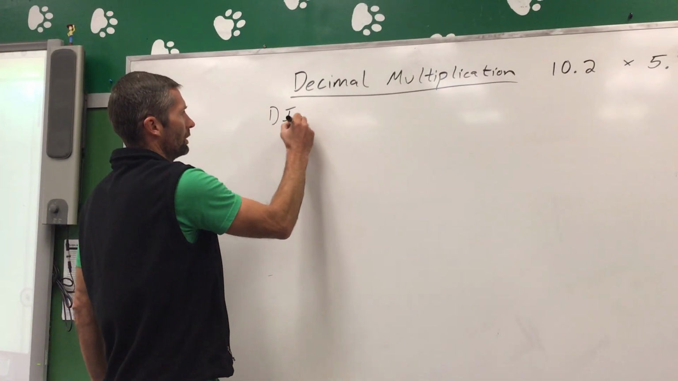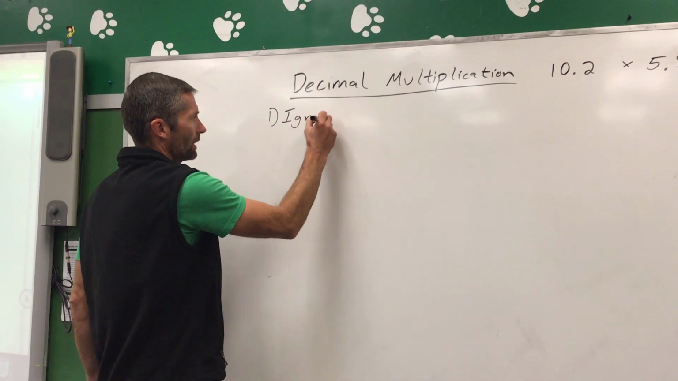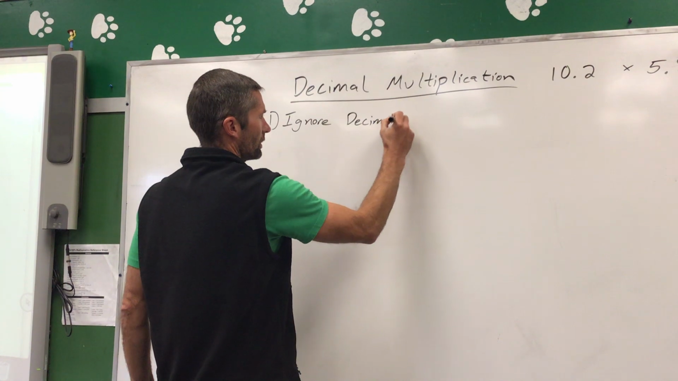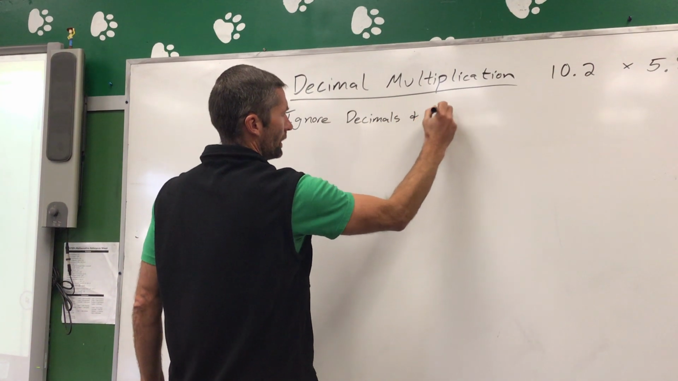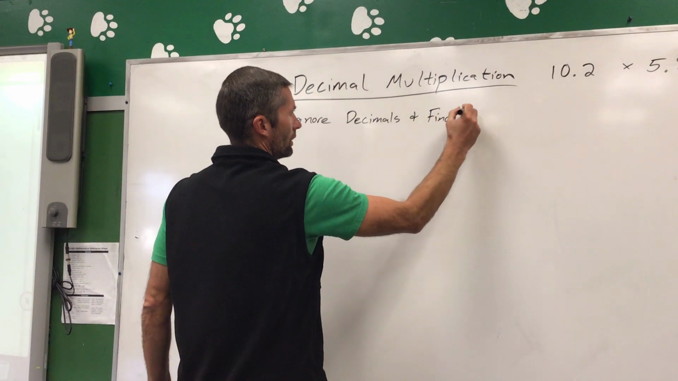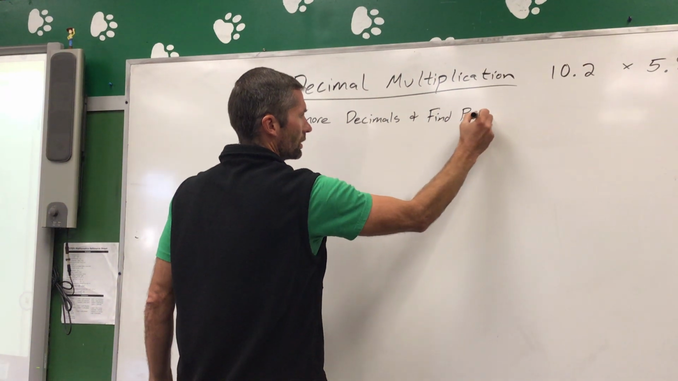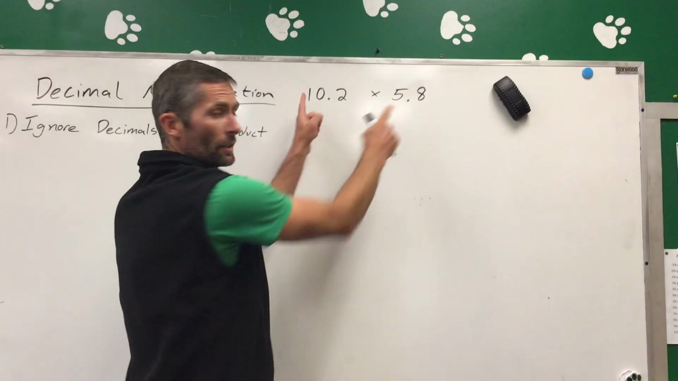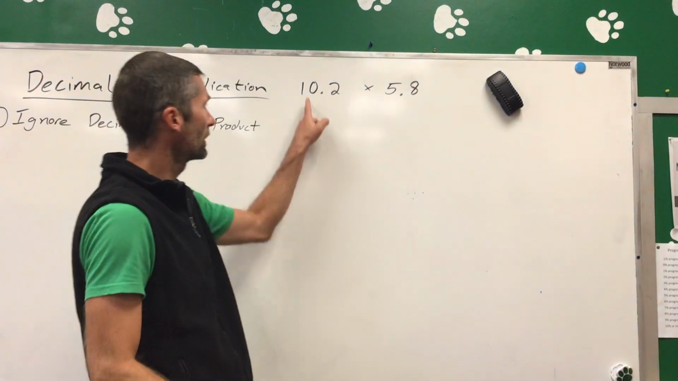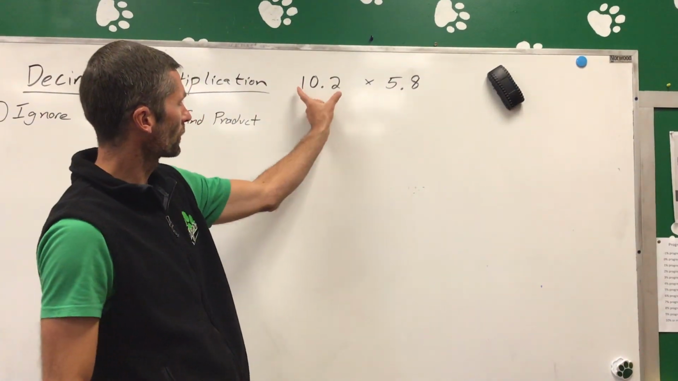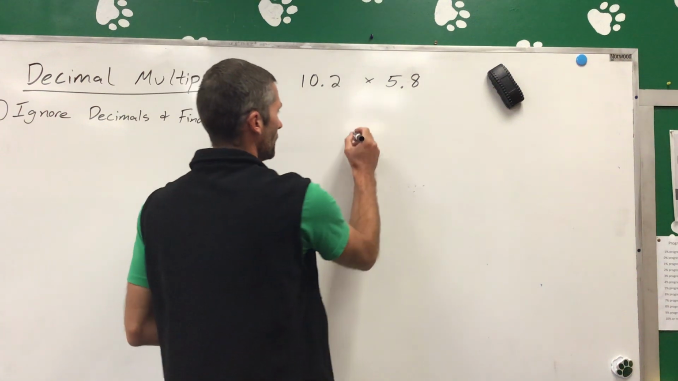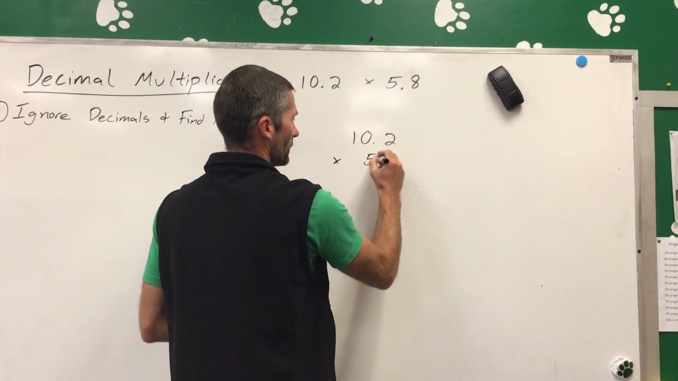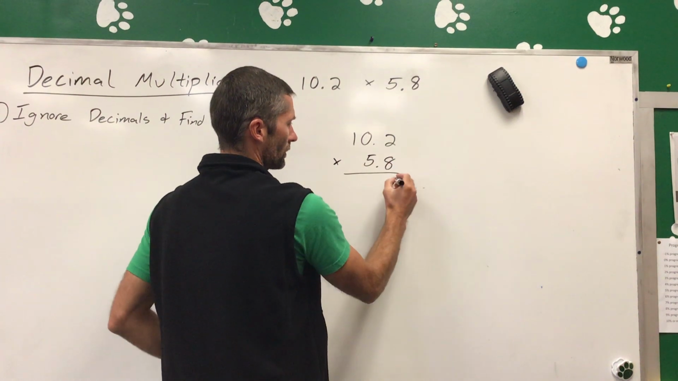I want you to write these in your notes. Ignore decimals and find product. Okay, so I can put either number on top, either number on bottom, it doesn't matter. Since this has more of them, I'm going to put it on top. 10.2 times 5.8, I'm going to pretend the decimals don't even exist.